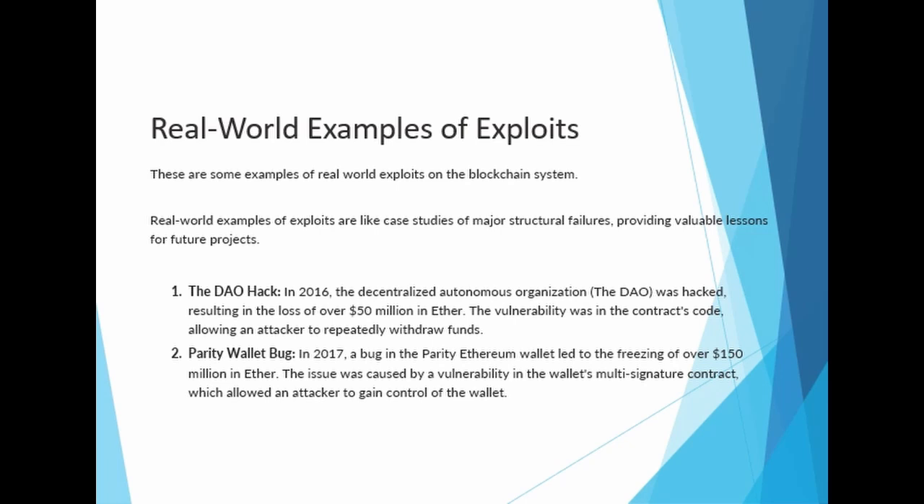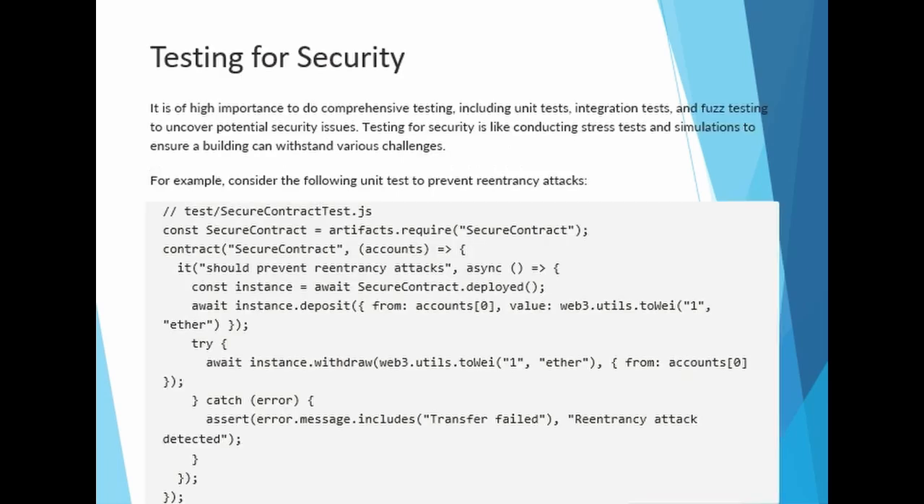Also, the Parity wallet bug in 2017 led to the freezing of over $150 million in Ether. This issue was caused by a vulnerability in the wallet's multi-signature contract, which allowed an attacker to gain control of the wallet. This is the access control issue.